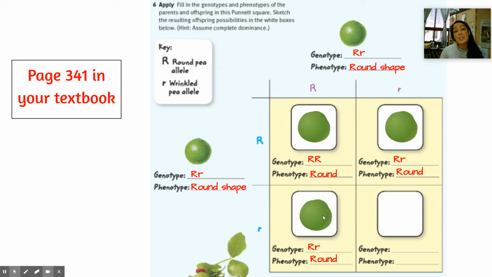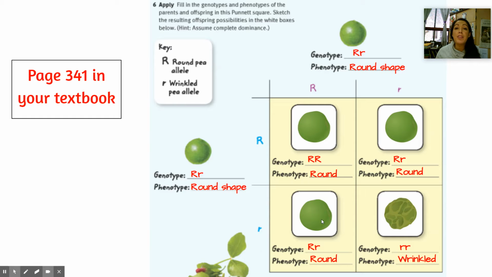Okay, you should be filling this in your book on page 341 and drawing these. So now I'm at 75% chance of having a round P offspring. But this last box here, if I carry my lowercase r down from the top and I carry my lowercase r over from the left, I've now got two lowercase alleles. So now I'm homozygous recessive for that recessive trait, which is wrinkled. So this offspring is going to be a wrinkled P.